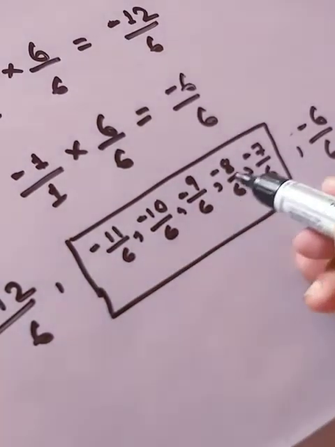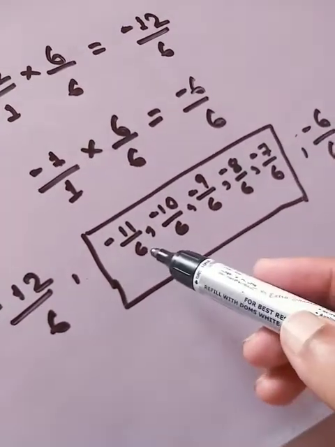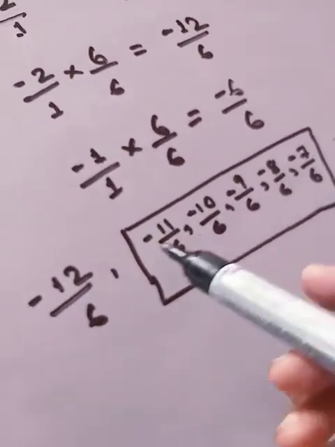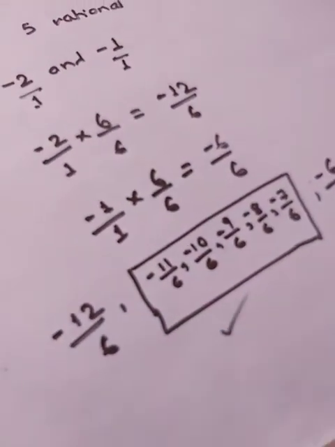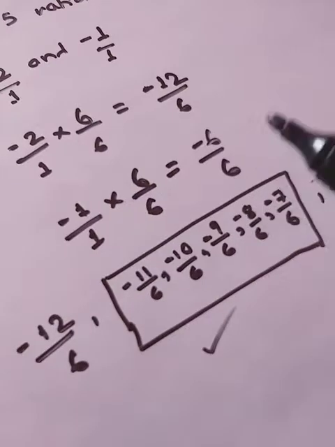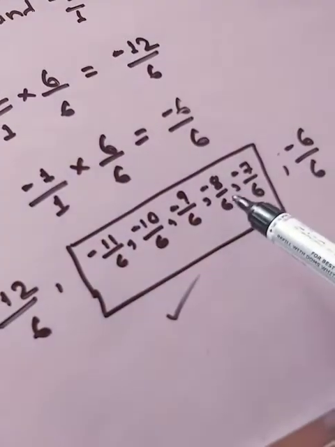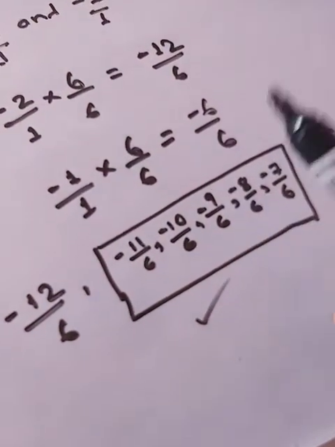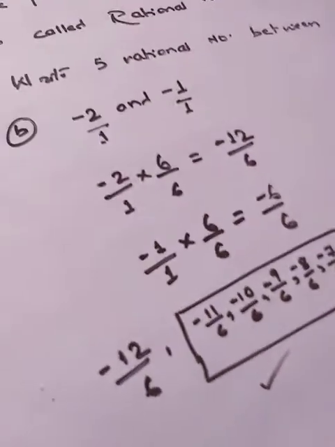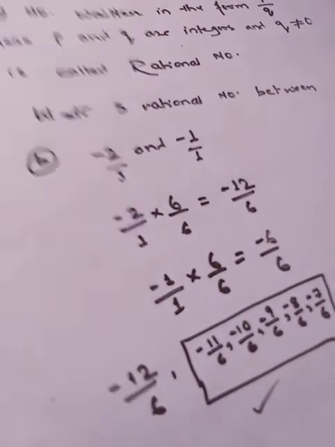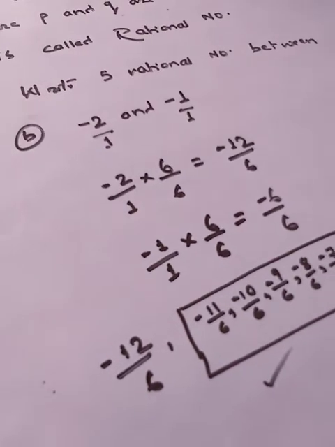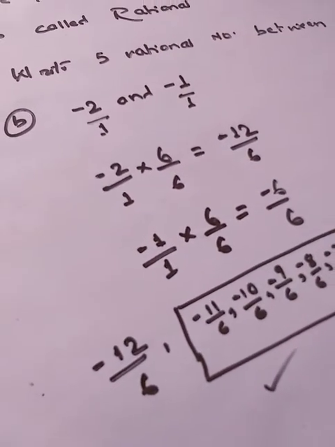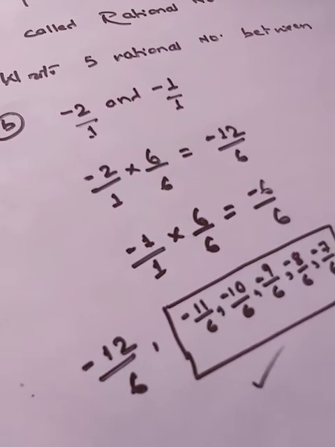See, these are all the required 5 rational numbers between minus 12 by 6 and minus 6 by 6. Okay? You should put it in a box so that a teacher can understand which are the rational numbers that you are really showing. So I hope it is quite understandable. Now let's go to those rational numbers which carry different denominators.